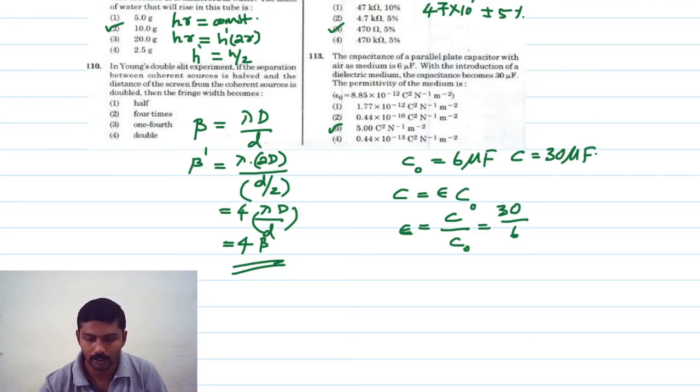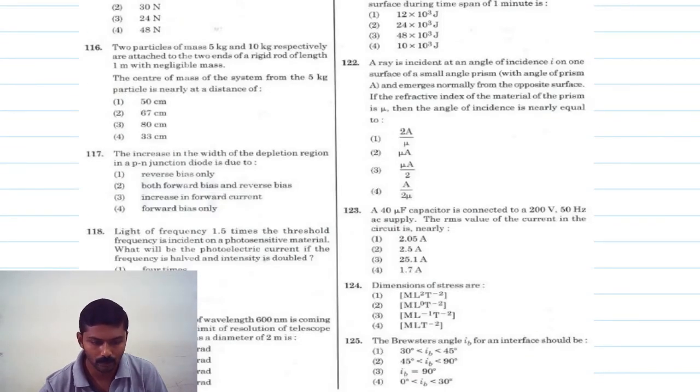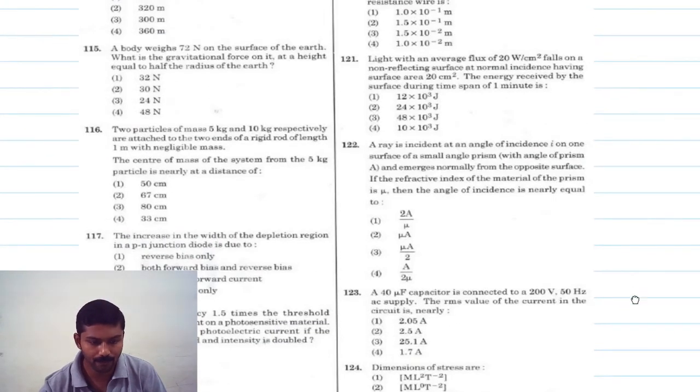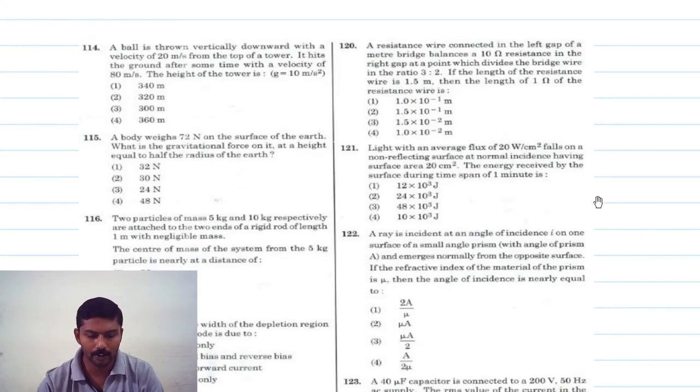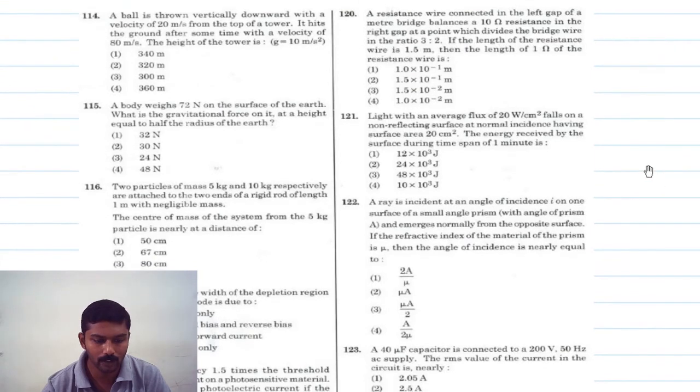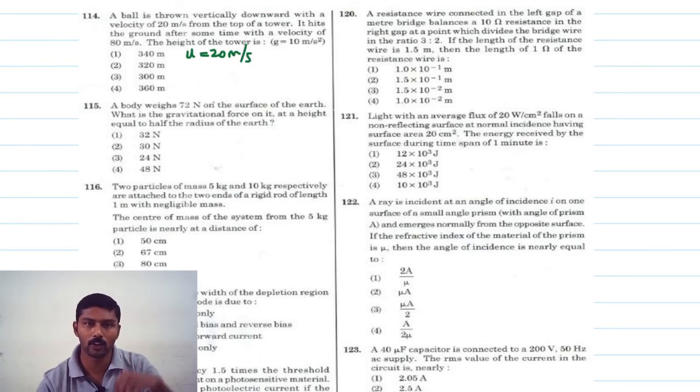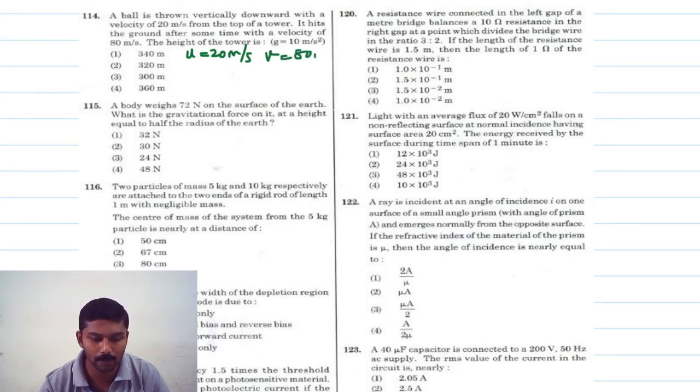So let's look at the next question. Next set of questions. 114, yes, 114. A ball is thrown vertically downward with a velocity of 20 meter per second. So the initial velocity is 20 meter per second in the downward direction, with the positive direction taken from the top of the tower. It hits the ground after some time with a final velocity of 80 meter per second.